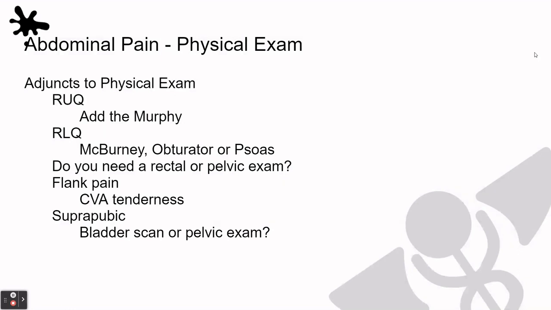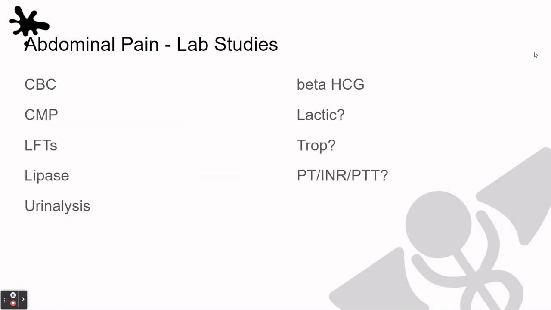Do you need to add the bladder scan, or do you need to add the pelvic exam? And consider the pelvic exam for the lower quadrants too, because then you're thinking torsion, right, or ectopic or whatever. Okay, what lab studies? So CBC, CMP, get your electrolytes. You want your liver functions to lipase. I get lipase on pretty much everyone.